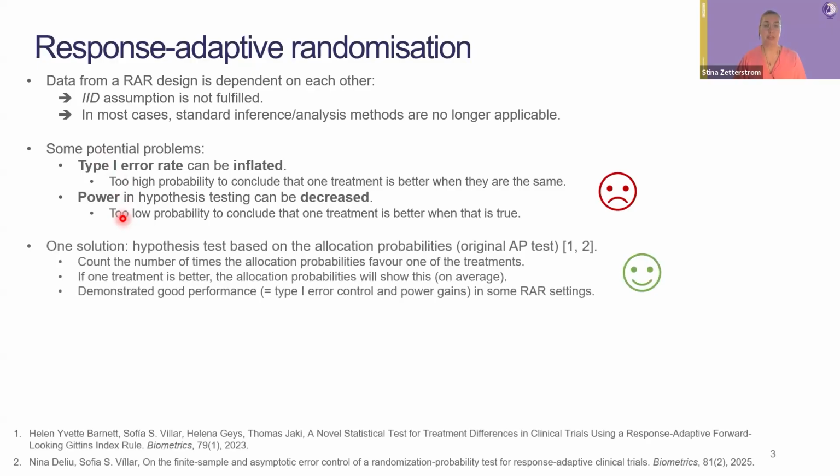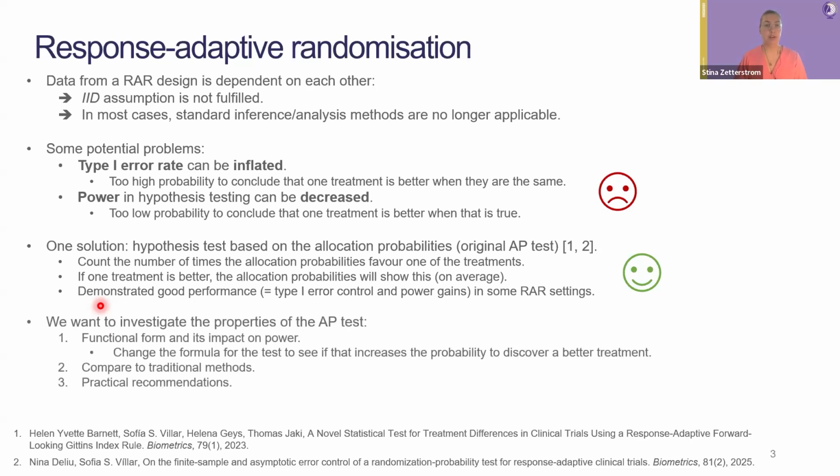One solution that was recently proposed in these two publications on the bottom was to use a hypothesis test based on the allocation probabilities, called the original AP test. And this test just counts the number of times the allocation probabilities favor one treatment, because if one treatment is better, the allocation probabilities will, on average, show this. And this test has demonstrated good performance in some RAR settings.